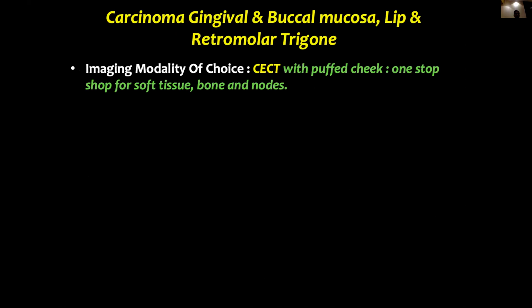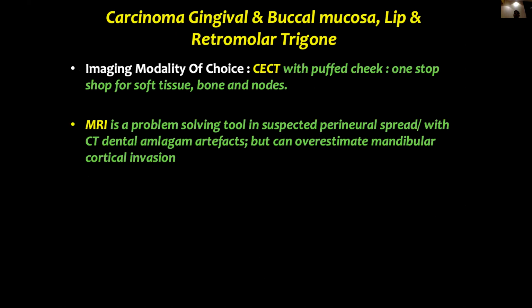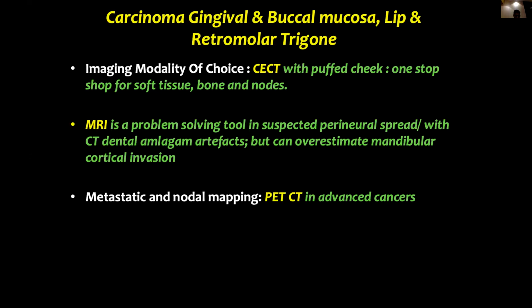Coming on to the next important disease, which is the carcinoma of the gingivobuccal sulcus, lip, and the retromolar trigone. Imaging modality of choice is CECT with puff cheek technique, which is a one-stop shop for soft tissue, bones, and lymph nodes. You have MR, which is a problem-solving tool when you are suspecting involvement of the pterygopalatine fossa, or you have dental amalgams, which are limiting the assessment of the mandibular cortex involvement.